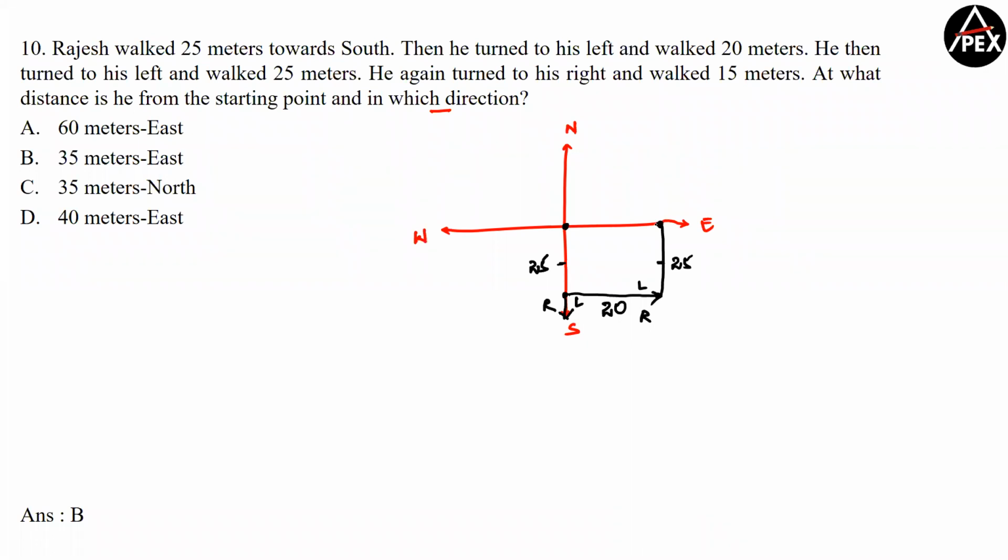Now he again turned to his right. Now he is facing north direction. So this will be his left and this side will be his right. Now he again turned to his right and walked 15 meters. So he has walked 15 meters in east direction.